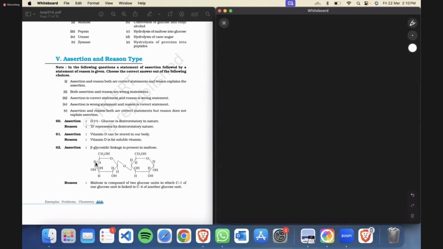Question number 61 now. Assertion: Vitamin D can be stored in our body. Reason: Vitamin D is fat soluble. Okay, both are correct. Assertion and reason are both correct, and reason explains the assertion.